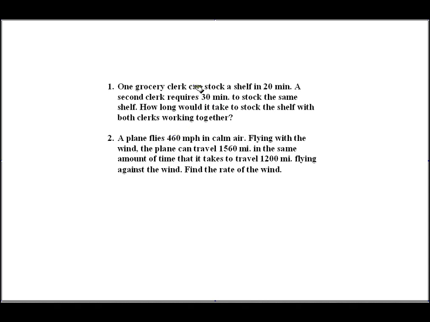So use that work problem table to set it up. Again, work rate times time is equal to part completed. All right? Number two, uniform motion. A plane flies 460 miles per hour in calm air. Flying with the wind, the plane can travel 1,560 miles in the same amount of time it takes to travel 1,200 miles flying against the wind. This is very similar to that cruise ship problem we did earlier. Find the rate of the wind. The setup is almost identical to that cruise ship problem.